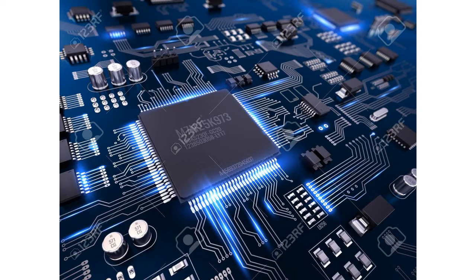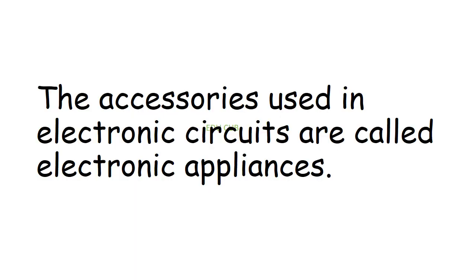Let's try. You can find some discarded circuit parts of a radio, CD player, and circuits of decorative bulbs. Then find and list the appliances in them in groups. The accessories used in electronic circuits are called electronic appliances. Now, let's learn about some electronic appliances that are used in day-to-day life. We have to study 4 electronic appliances which are used in day-to-day life.